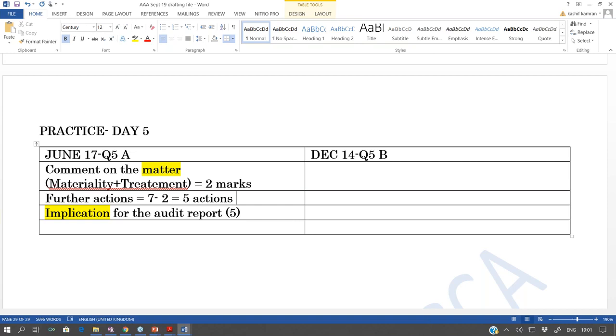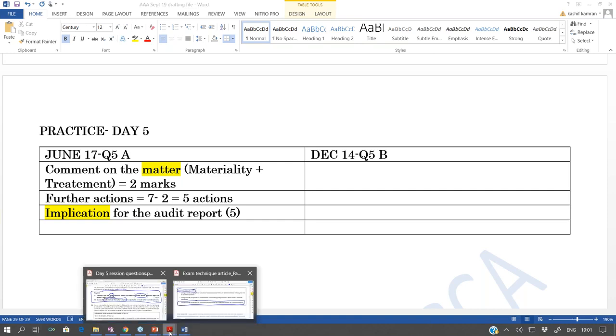Okay, now let's look at the December 14 paper. I'll be attempting this question in full with you, so don't be worried about that. You will be getting an idea about how to write further actions, what are further actions, what is the implication, how to write implications. Everything will be written in the session. Then you come to the December 14, right? Let's see what is the requirement of the December 14 question.